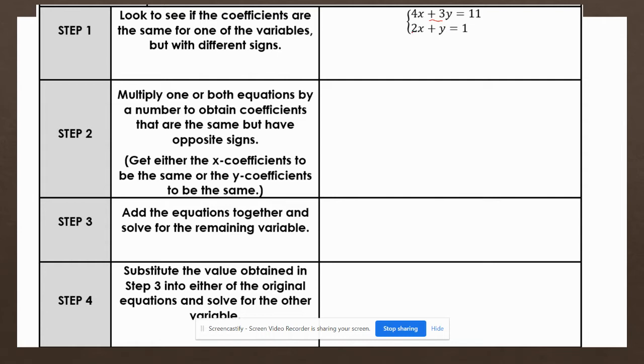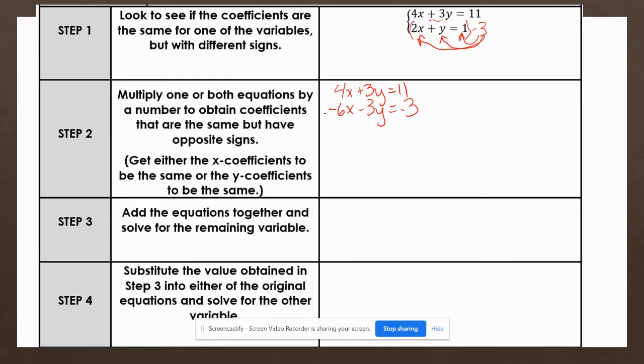So if this is a positive 3, then I want to multiply everything in that bottom equation by a negative 3 so that I can get the y's to add to 0. So we are not touching the top one. On the bottom, negative 3 times negative 2x is negative 6x. Negative 3 times positive 1 is negative 3y. And negative 3 times 1 is negative 3.